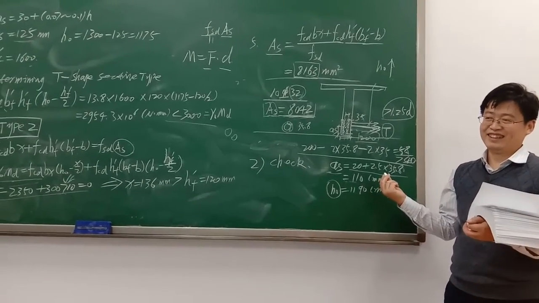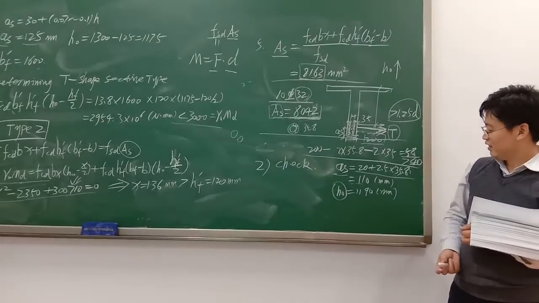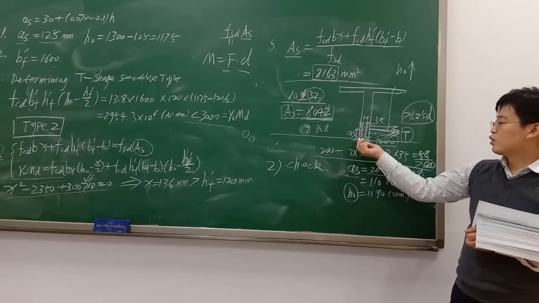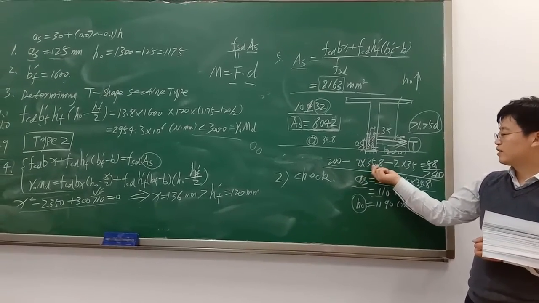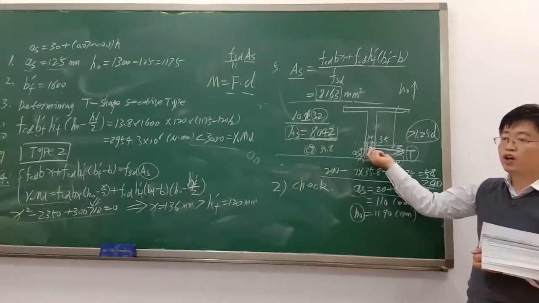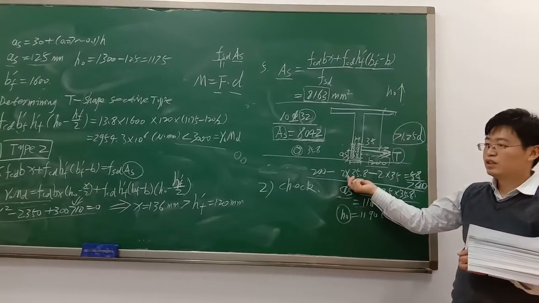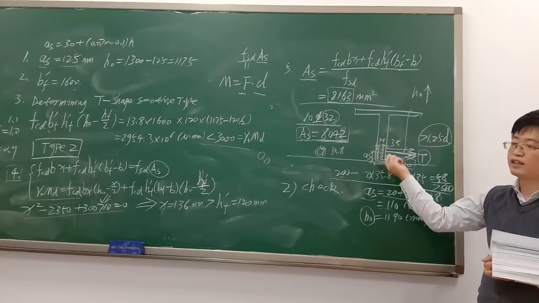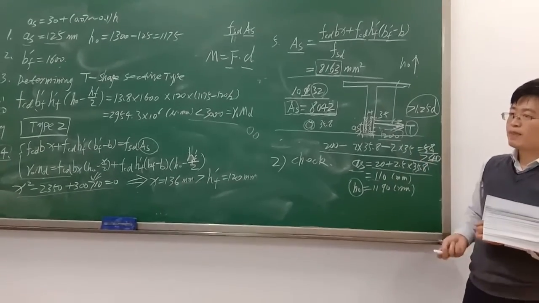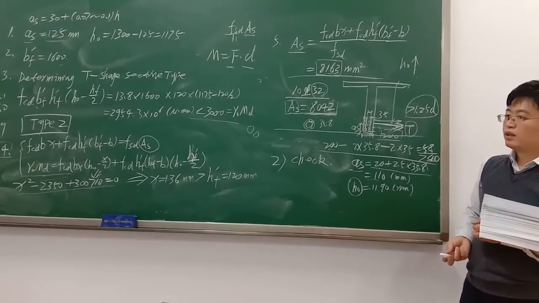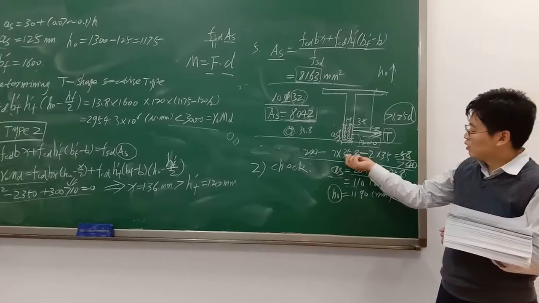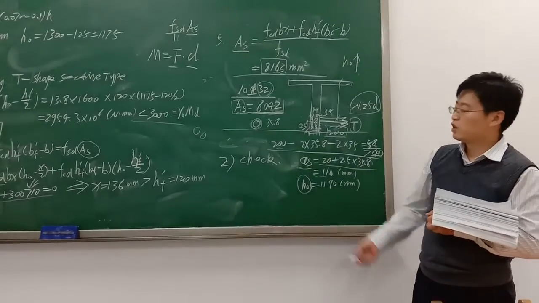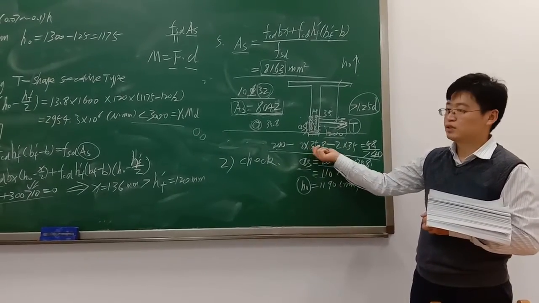So understand? How about the 200 minus 2 times 35.8? 200 is the width of the beam. We have two columns of reinforcement, so we multiply by 2. And 35.8 is the outer diameter of the reinforcement. Why do we say 2 times 35.8? Because we have 2 columns, so it's 2 times.